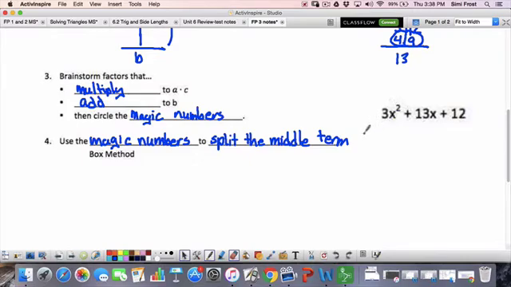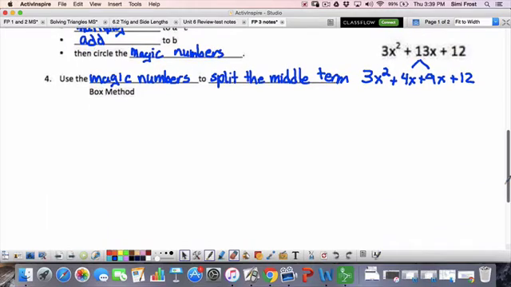So my first term stays the same, 3x squared, but now this term, 13x, gets split into the magic numbers that I have there. So I have plus 4x, because it's positive, and plus 9x, and then I'm just going to bring down my end term. Notice all I did was expand this. 4x plus 9x would equal 13x. So I'm just pulling them apart, but pulling them apart in a way that's going to work for factoring. If I was putting this together, I'd be combining these like terms to get 13x.